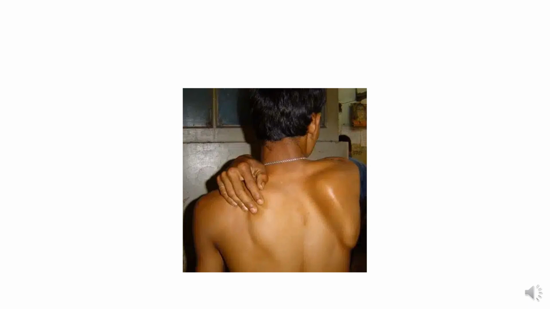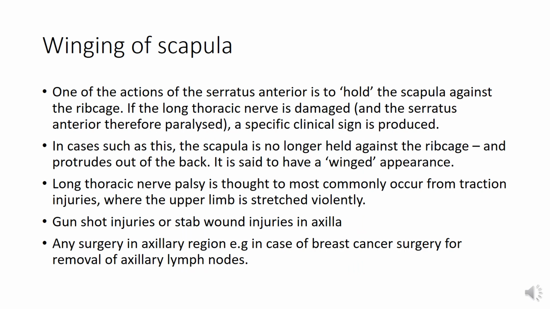So in this picture you can well observe the prominence of the medial border of the scapula when the patient is asked to perform pushing movements. So this is the medial border of the scapula. This is unusually prominent when the patient is asked to perform the pushing movements. Winging of scapula. One of the actions of serratus anterior is to hold the scapula against the rib cage. If the long thoracic nerve is damaged and the serratus anterior therefore paralyzed, a specific clinical sign is produced. In such a case, the scapula is no longer held against the rib cage and protrudes out of the back. So it is said to have a winged appearance.